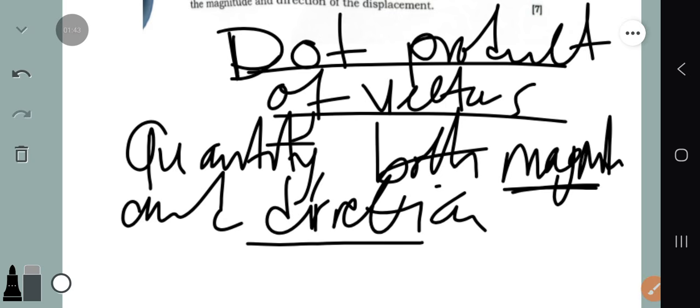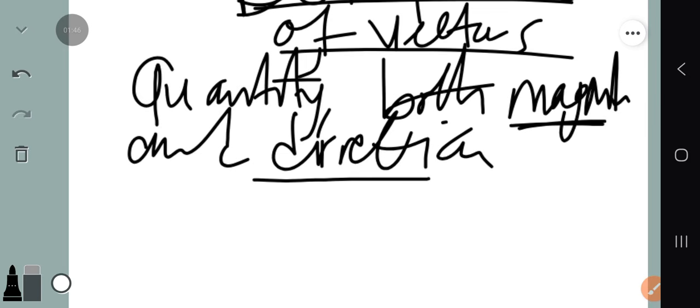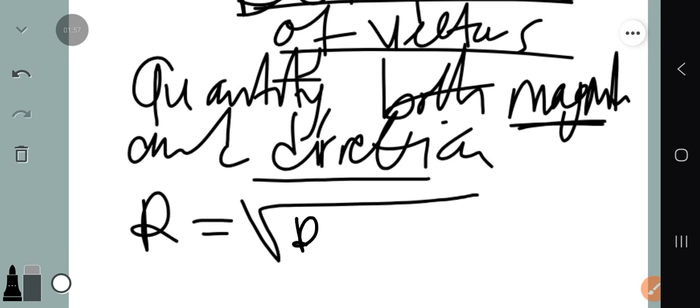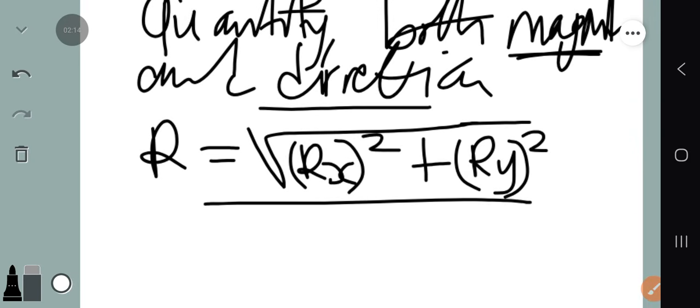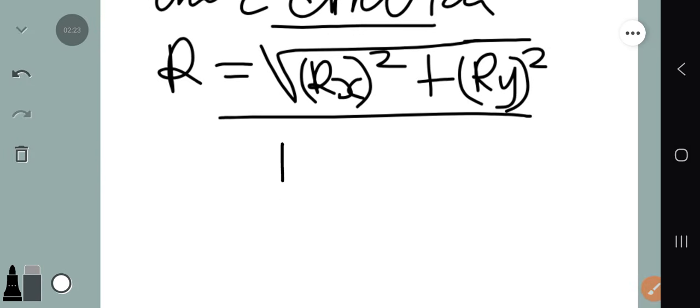Now, to find magnitude, let's use R to mean resultant or magnitude. Magnitude is found by using this formula: the square root of the component Rx squared plus the component Ry squared, right? So this is how you find the magnitude. Magnitude is the same as finding the hypotenuse using Pythagoras theorem. You can imagine it in this way.